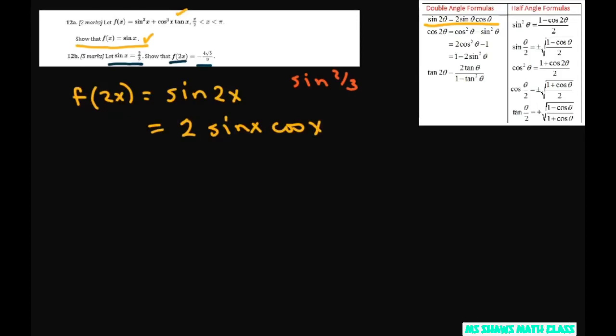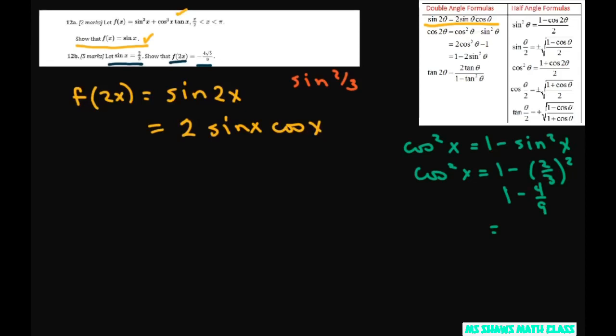So we're going to use our Pythagorean identity. So cosine squared of x equals 1 minus sine squared of x. So we have cosine squared of x equals 1 minus 2/3 squared. That's 1 minus 4/9, which is 5/9. Now, just take the square root of both sides. Don't forget your plus and minus. So it's going to be plus or minus square root of 5 divided by 3.